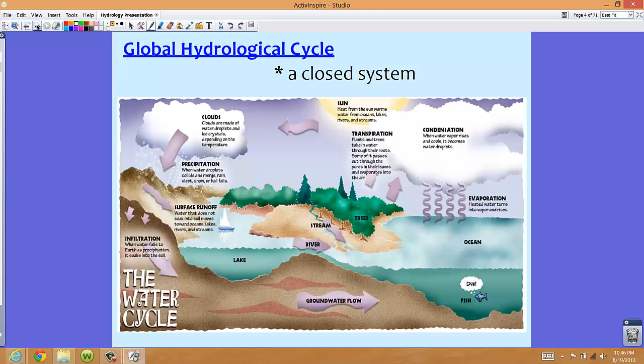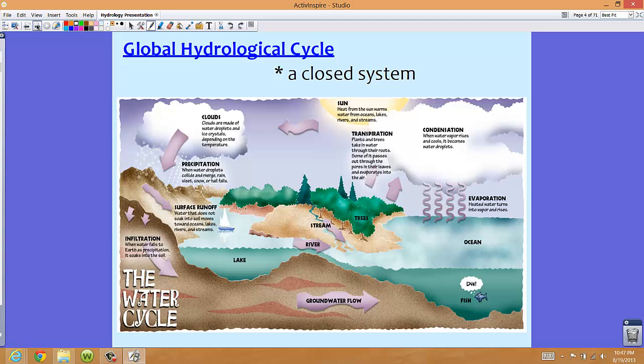So we have to keep this in mind when we're talking about the global hydrological cycle. Now, you know this better as the water cycle. And this is probably something, if you took biology last year, you might have seen this picture. So the global hydrological cycle, the water cycle as a global scale is a closed system. It does not allow energy from the outside to come into this particular water cycle. All the water that we have on Earth is within this closed system.